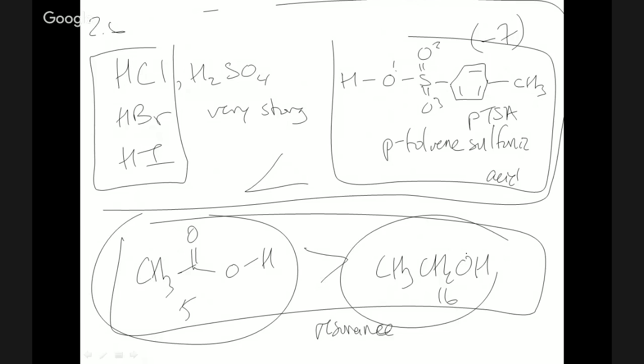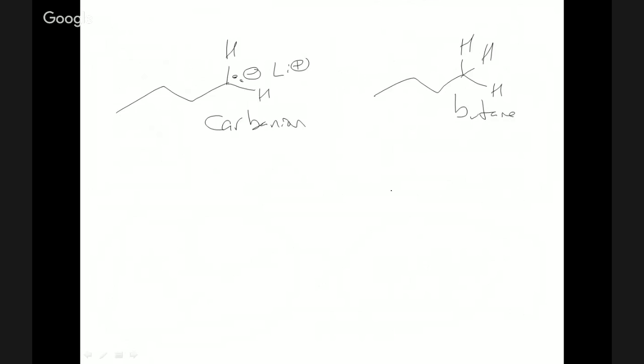Bases, there's a whole bunch of bases. A lot of these are listed in the book. We'll see them as we do reactions. Again, to give you some guidelines, we'll see this base at some point. This is called n-butyl lithium. It is a carbanion. It's the strongest base you'll ever see. We said this alkane, butane, we'll get to that in chapter 3, is the weakest acid you'll ever see.